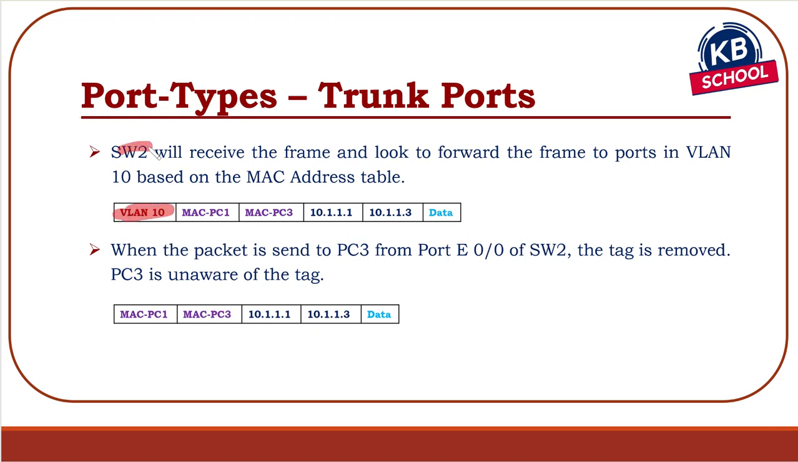But now switch 2 knows that this can only go to ports in VLAN 10, and it finds out that the MAC address for PC3 is connected to port E0/0 of switch 2, sees it, says I need to send it to PC3, which is hanging off of E0/0 of switch 2. On the way out, it will get rid of the VLAN tag, and this is your access port.